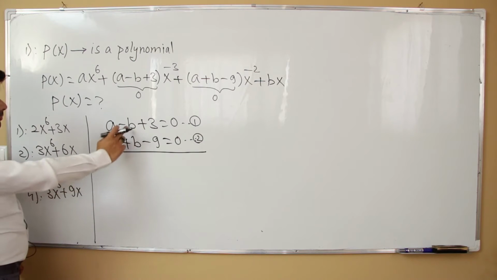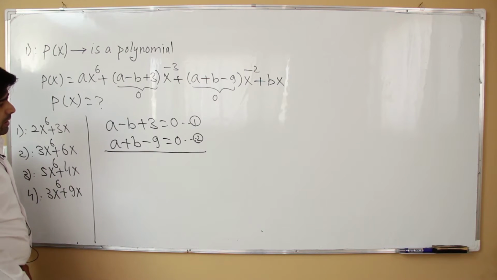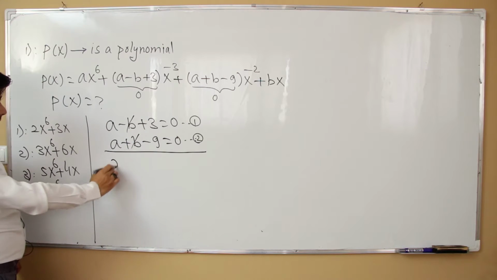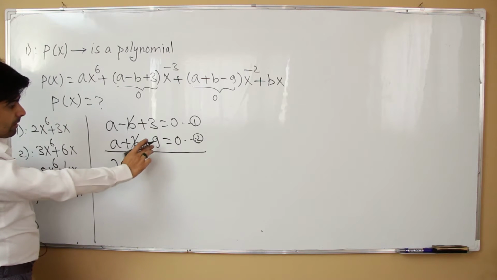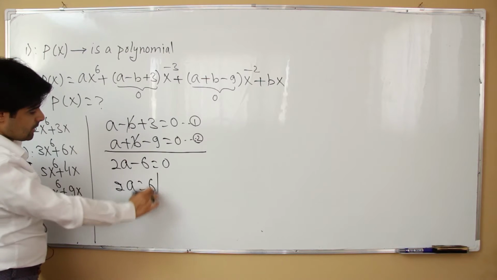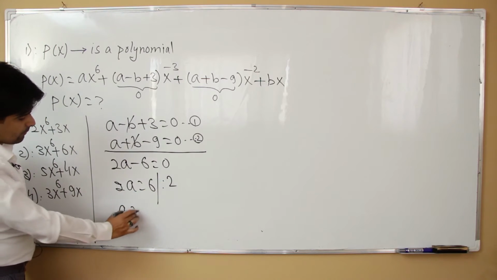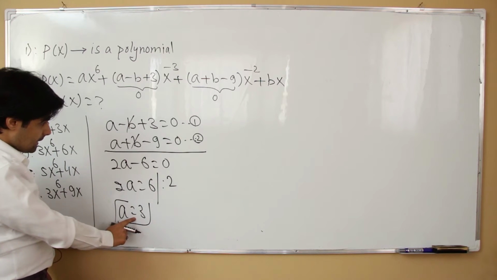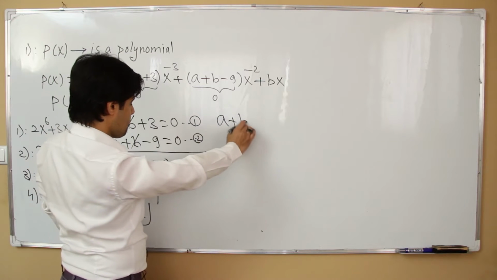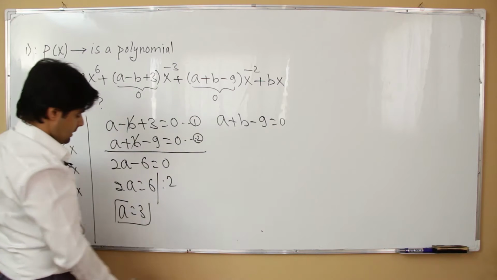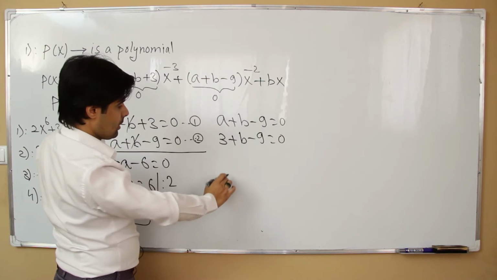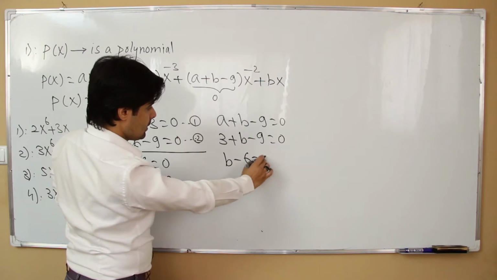Now solve these two equations. If you add these two equations, b with b, we can cancel. a plus a is 2a, minus 3 minus 9 is minus 12... 2a minus 6 equal to 0. 2a is equal to 6. Divide both sides by 2, then you will find a is 3. Now put this a in one of these equations. Should I put it in equation 2? Yes. a plus b minus 9 is 0, and instead of a, you have to put 3: 3 plus b minus 9 equal to 0.